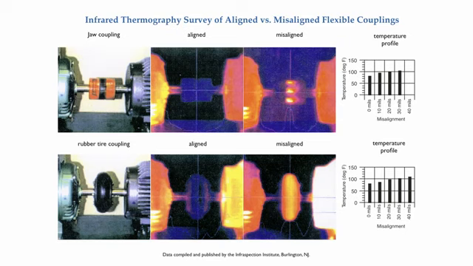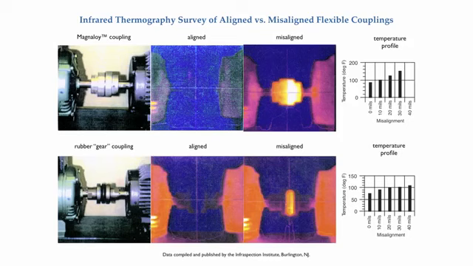As you might suspect, the black areas on the thermal images show low temperatures, the orange areas are warm, the yellow areas are hot, and the white areas are very hot. What's interesting is, notice what's getting hot on the couplings. It's the flexible elements.